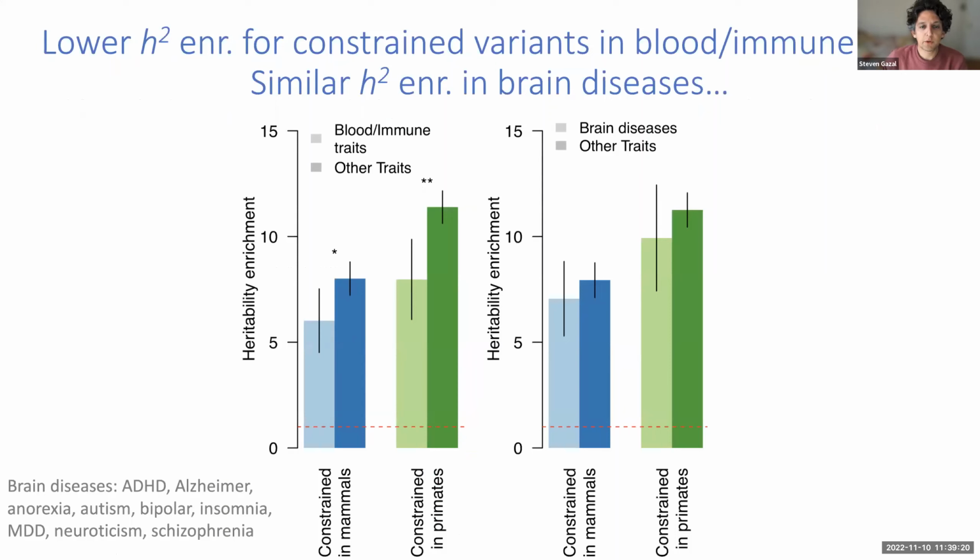Okay, now next we compare these enrichments in different types of traits. So first we replicated the result that enrichment of constraint bases in immune traits is lower.